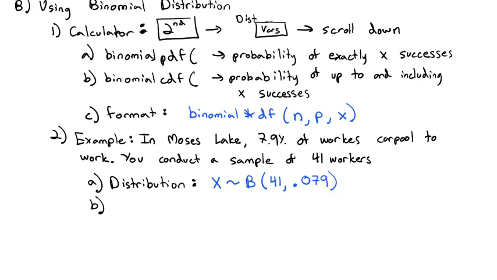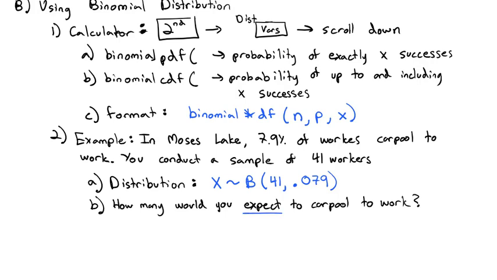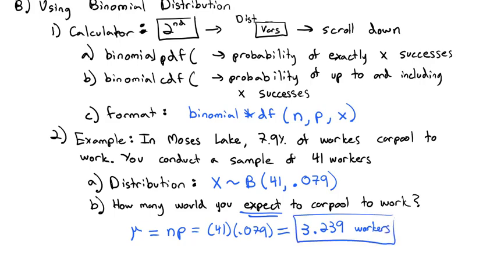So of our 41 workers, how many would you expect to carpool to work? Well, when we're looking at how many would we expect, we're talking about the expected value, or the mean. The mean, we said, is equal to the number times the probability, or the 41 people you surveyed times the probability of 0.079. That gives us an expected value of 3.239 workers. So maybe you'd round that down to 3 workers. You'd expect about 3, maybe 4 out of your 41 workers to carpool to work.